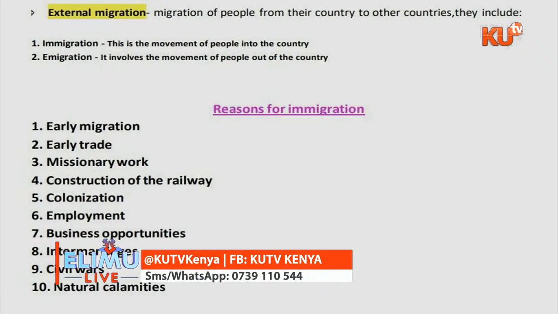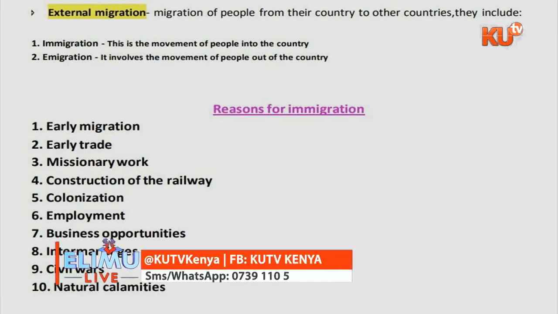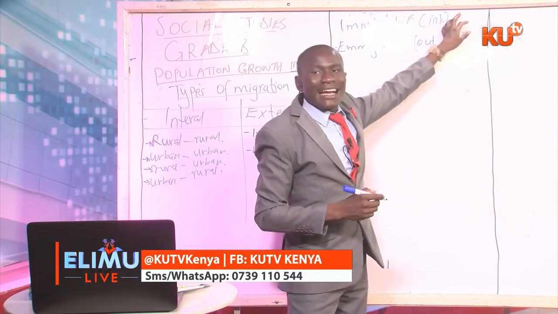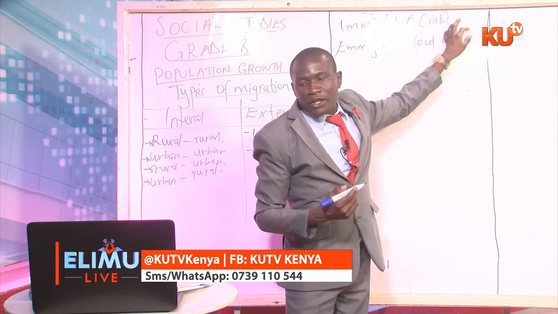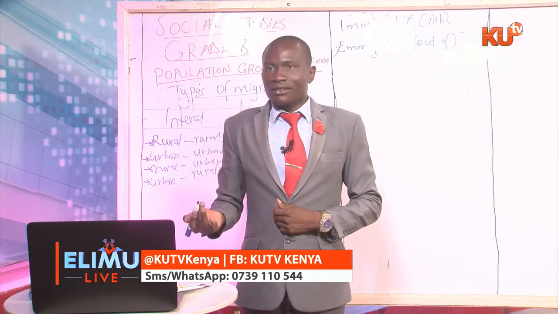So, external migration is migration of people from their country to other countries. There are only two types: immigration and emigration. Immigration is the movement of people into the country, then emigration is out of the country. Now, as we have looked at reasons for the movement of people from one place to another, there are reasons that may lead to people moving into a country. What can make me move from my own country into another country?